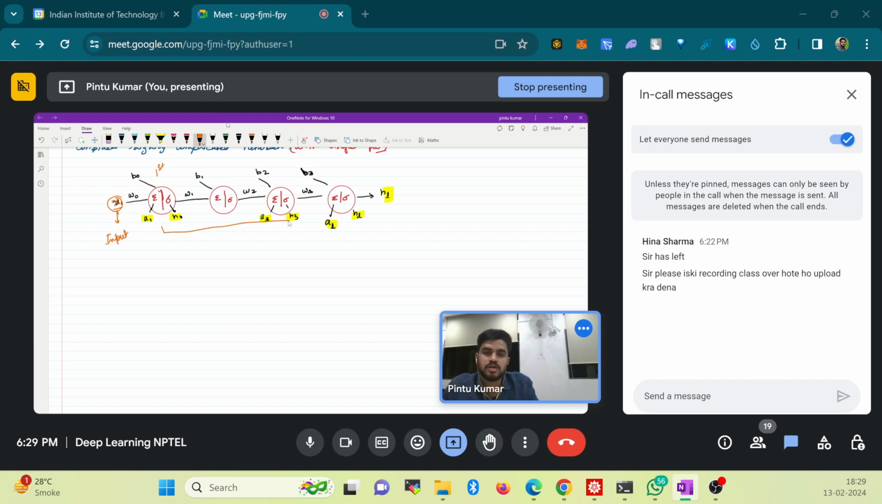These three are your hidden layers, and this is your output layer, right? Okay, so these are the weights and biases associated with every layer, and in every layer there are two operations being performed. One is weighted sum, and then that weighted sum is being passed through a nonlinear activation function.